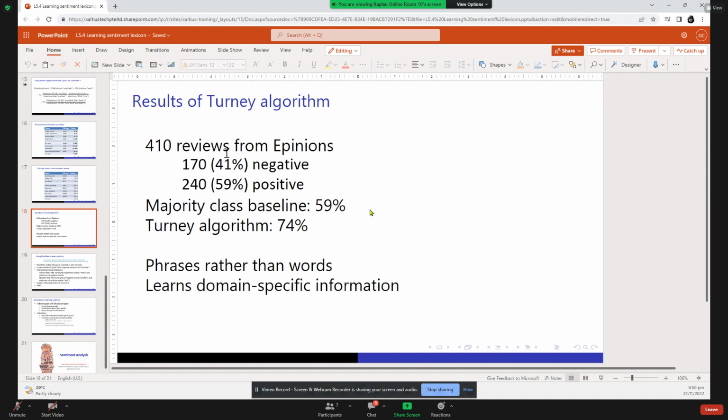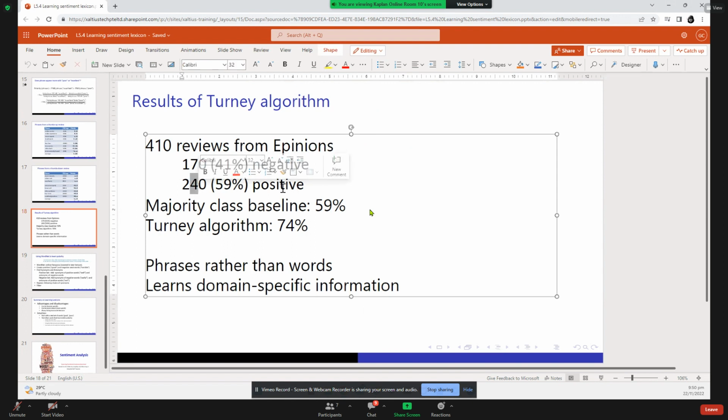So the result of the Turney algorithm was that out of 410 reviews from Epinions, 170 were negative and 240 were positive. And it was far improved over the majority baseline algorithm, which stands at 59%. This Turney algorithm seemed to give around 74% in terms of accuracy. Okay, so a 74% score in terms of accuracy.